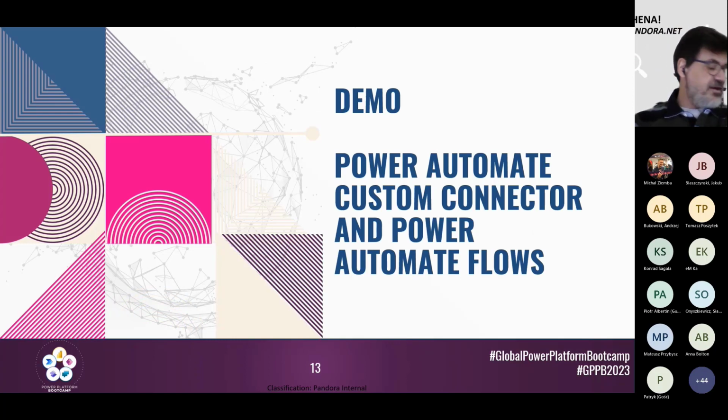Okay, so I was very fast, actually. If there is any question, feel free to ask or to put in the chat. But after this short introduction, as promised, we go and do it live. So I will create a custom connector in Power Automate. I will show you how to add API calls and how to create flows for invoking the APIs and then adding automation.